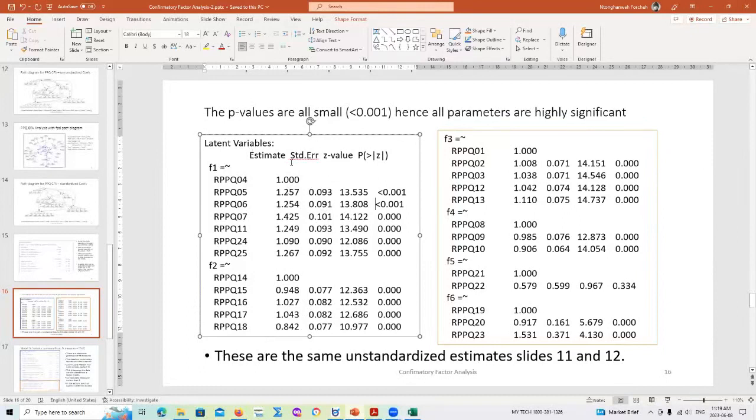And remember, Z is just the estimate, since the expected mean is 0. It's just the estimate divided by the standard error. So this column here is just this, and these are the ones that are shown on the unstandardized graph. This one.